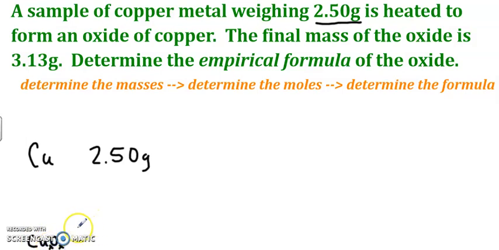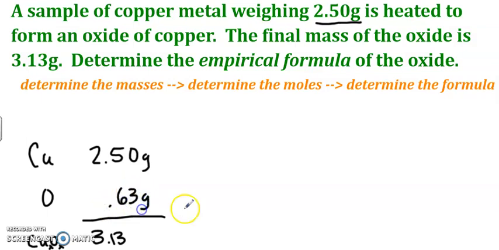Okay, anyway, we know that the total sample weighs 3.13. Oops, I should have written 3.13. So that means that for the oxygen on this thing, we've got to subtract the 2.5. Okay, so it's going to be 0.63. Okay, and so now we've got our 2 values here. We don't even need this one anymore. And so we'll go and divide them by each one of their atomic masses.